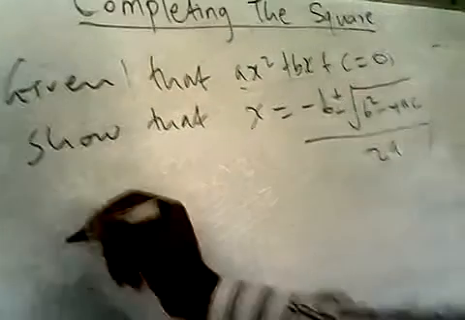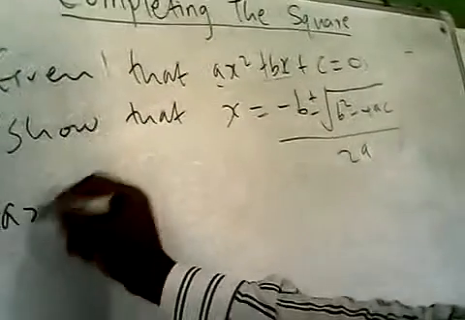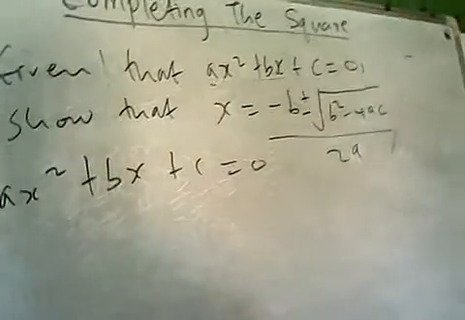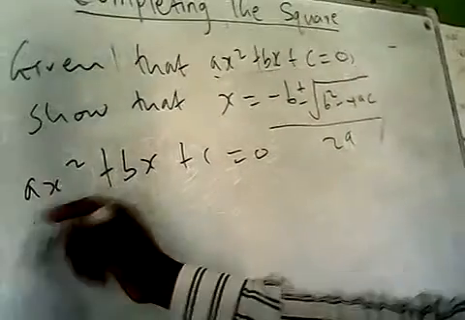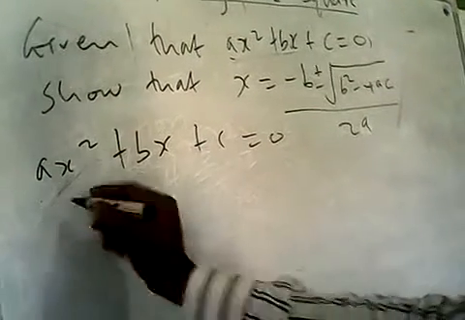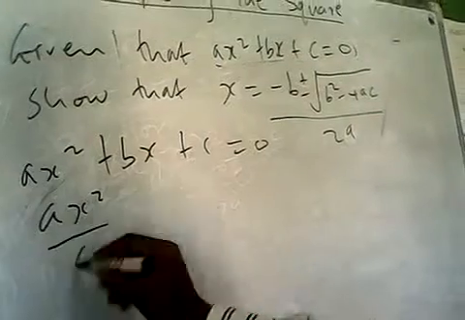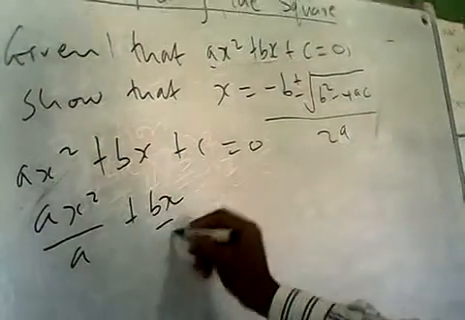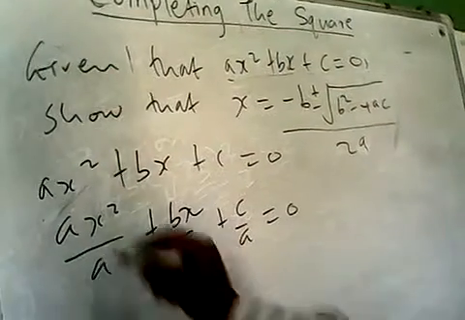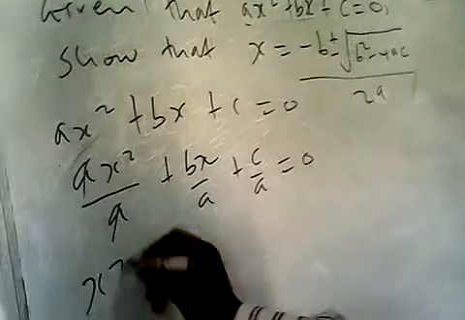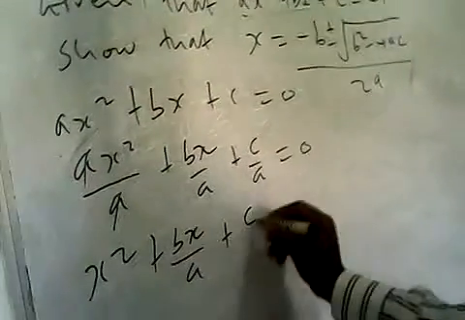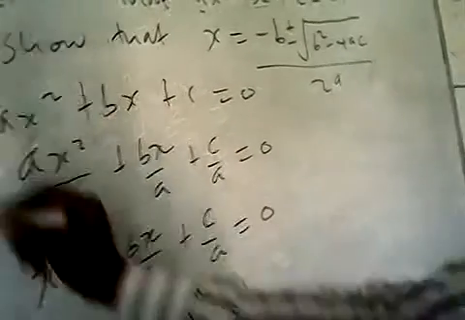So step 1: we have ax squared plus bx plus c equals 0. Step 1 is to divide through by the coefficient of x squared. The coefficient of x squared here is a. So we have ax squared over a plus bx over a plus c over a equal to 0. When we divide through by a, we have x squared plus bx over a plus c over a equal to 0. That's step 1.